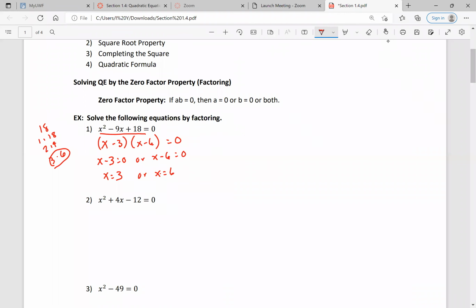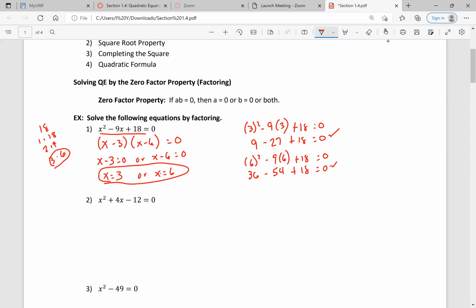Now, the best part about this is you can check your answers. So we can go through and check 3. We have 3 squared minus 9 times 3 plus 18 equals 0. Well, 3 squared is 9, 9 times 3 is 27, -27 plus 18 equals 0, and that does. So 3 is an answer. And also check 6. 6 squared minus 9 times 6 plus 18, does that equal 0? Well, this is 36 minus 54 plus 18, and that equals 0. So both of my answers are valid.